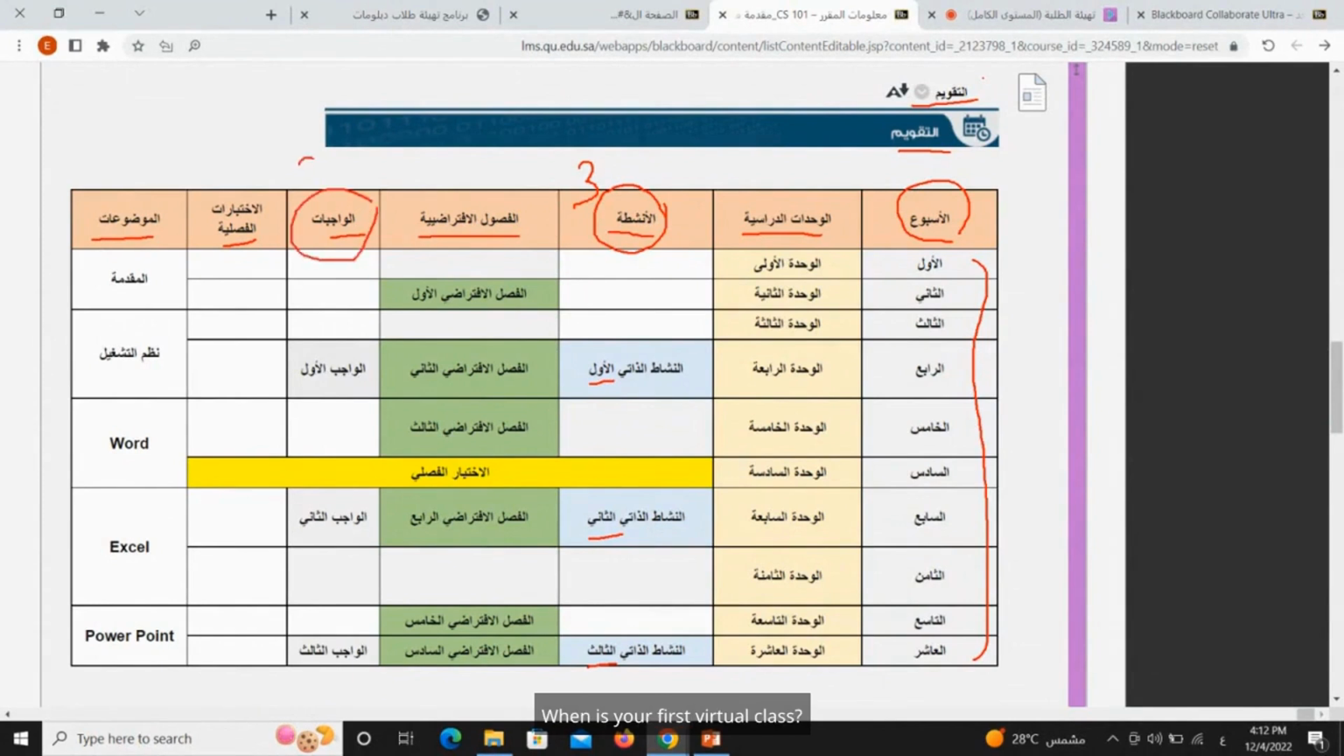What does it tell you? When is your first virtual class? Is it in the first week? No. As we move through the second week, check your course calendar to know if your first virtual class is in the first, second, or third week. It must provide your plan.